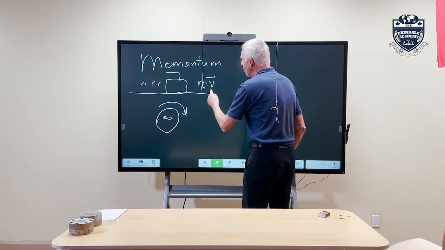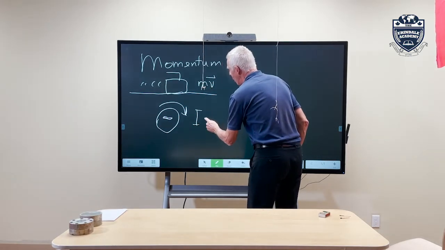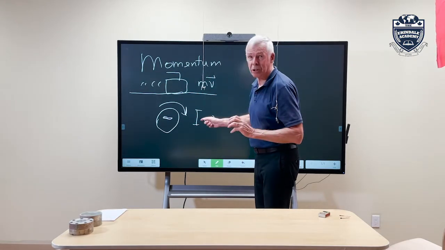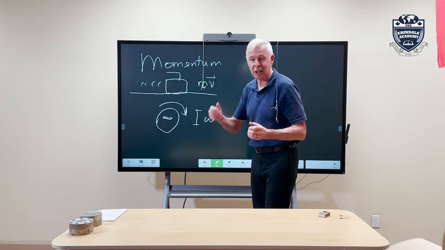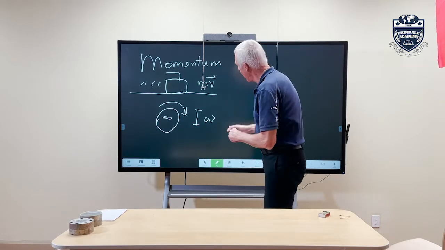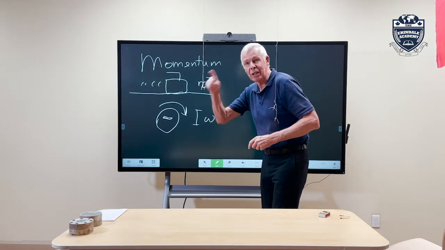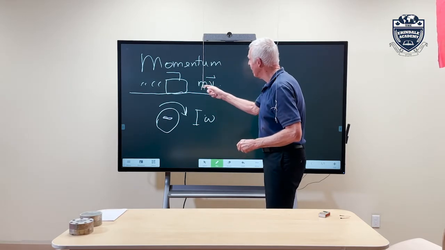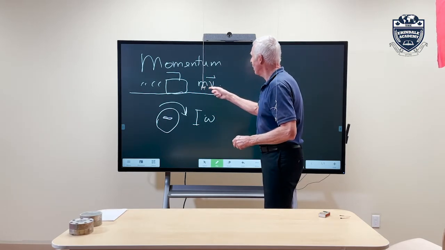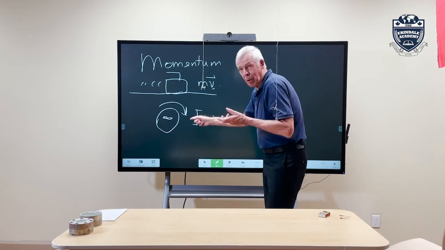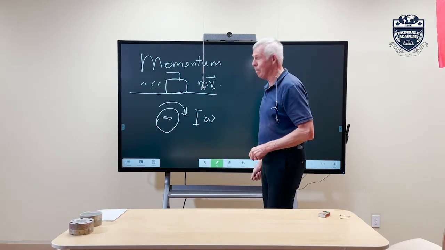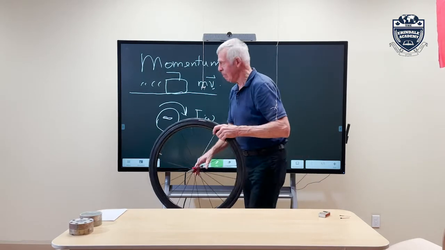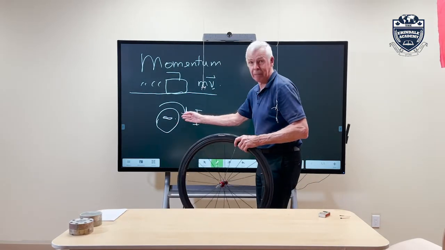And instead of being mv, it is I omega. I is the moment of inertia. It's like mass, it's how hard it is to turn something. And omega is how fast it's spinning. And it's like velocity. So these are actually the same kind of thing. This is mass times velocity. This is moment of inertia times rotation. And so let's take a look at some of these, but we're going to look mostly at this one.